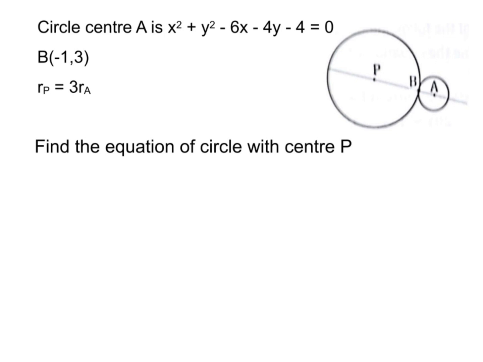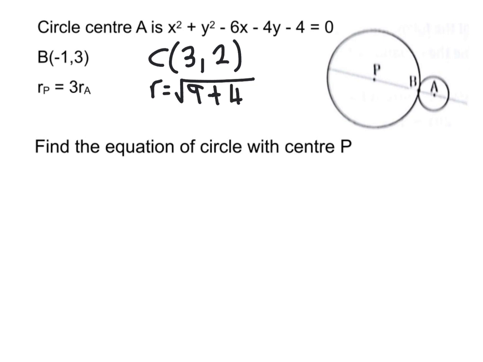We're told that circle A has this equation. This probably might be an easy one to start with because there's not as many circles going on. So let's just get the centre for circle A first of all. My centre is half of 6, change the sign, so positive 3. Half of 4, change the sign, so positive 2. My radius is 3 squared is 9, plus 2 squared is 4, and then it's minus minus 4, so a big old plus 4. So 9 plus 8 is root 17.